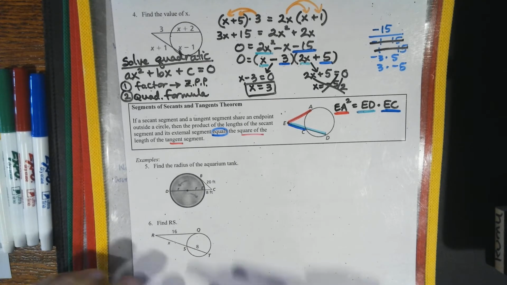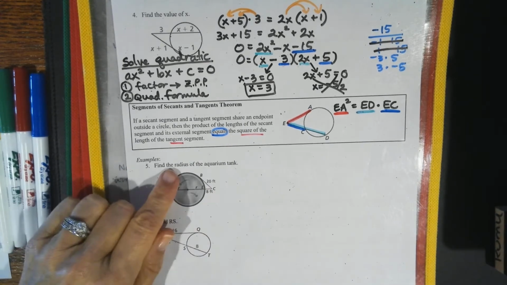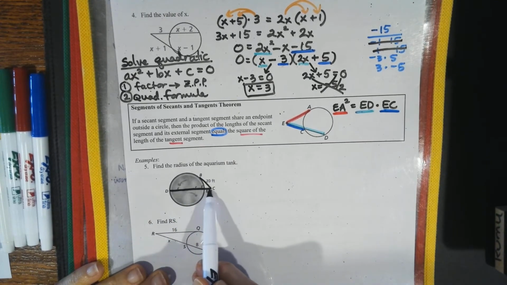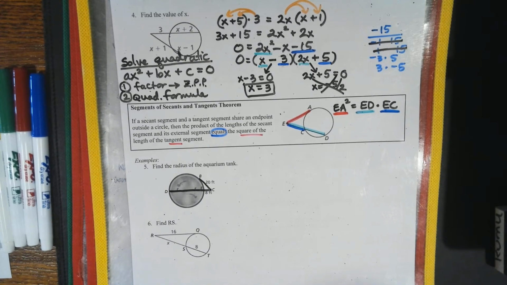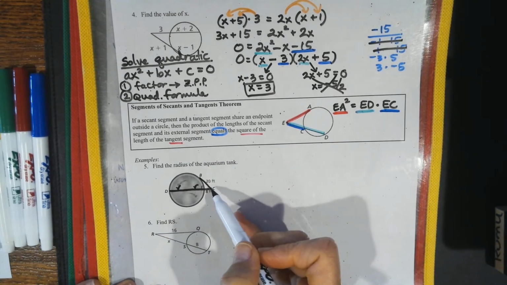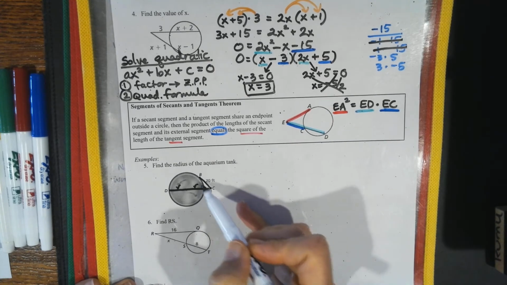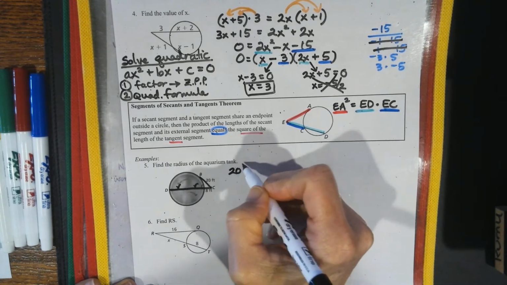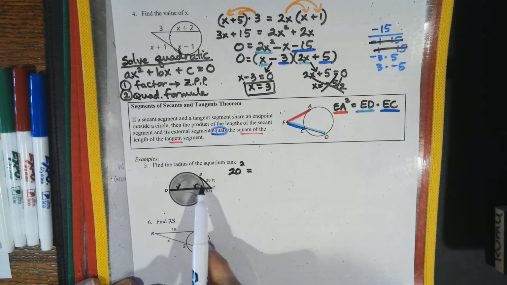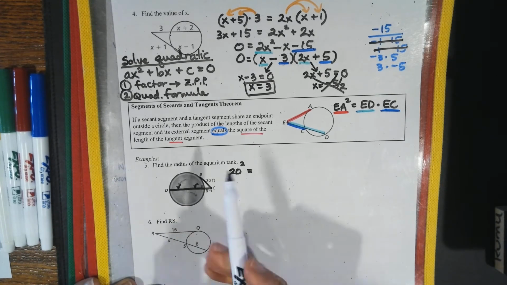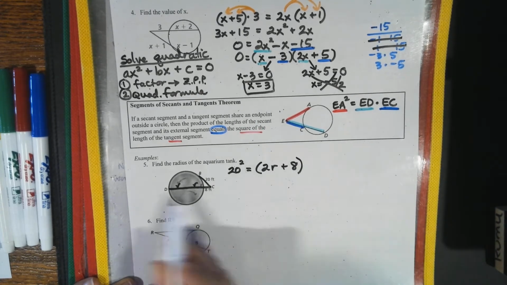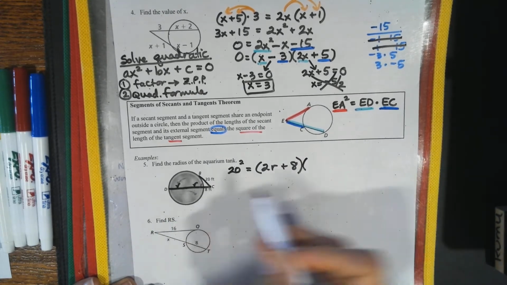So again, this is a picture of fish in a tank, and we are going to do this. Here's the tangent, and here's the secant that goes all the way across. So find the radius of the aquarium tank. Here's the radius, here's the radius. So with this theorem, my tangent is 20. So it's going to be 20 squared equals the whole length, which is 8 plus r plus r. So that's 2r plus 8, that's the whole length, times the external segment, which is 8.